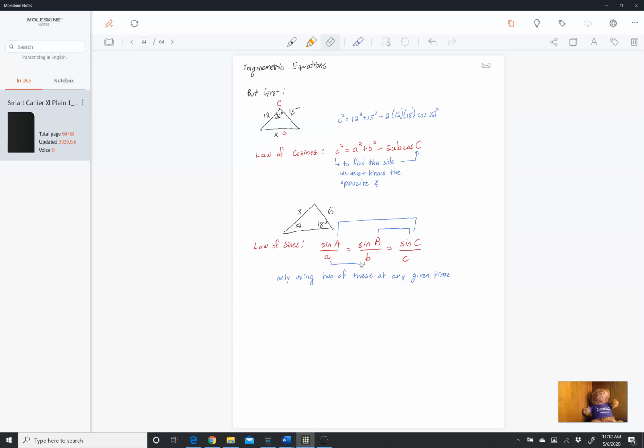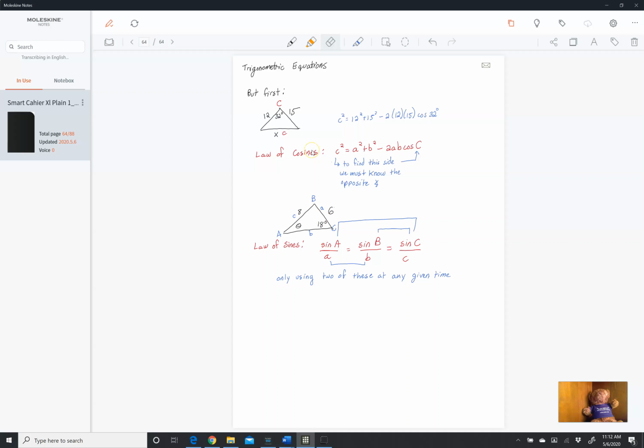Let's label this triangle. Again, it doesn't matter the way that you label it as long as if you have an A here to label the angle, then the side opposite is the lowercase a. So if this is angle A, then this side has to be side A. If this is angle B, then this has to be side B. And if this is angle C, then this is side C. So we know we're looking for angle A, we know side A, and we know side C and angle C.